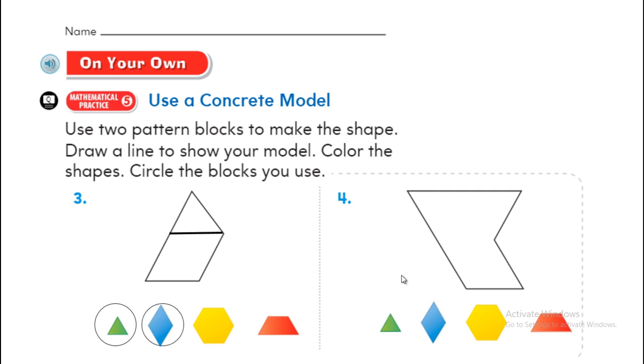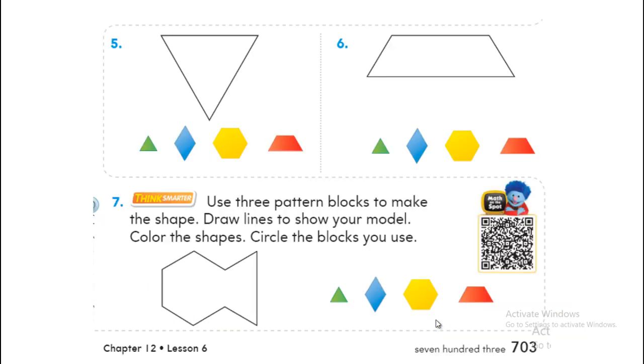For the next shape, where can we put the line to see what 2 concrete models, what 2 pattern blocks we used to build this shape? I can put it here. Wonderful. Now I have this shape. Where's the shape? The trapezoid. Wonderful. And this shape? The rhombus. Wonderful. For the next question, question number 5, we have a triangle. How can we divide a triangle? Or how can we use 2 different shapes to make a triangle?